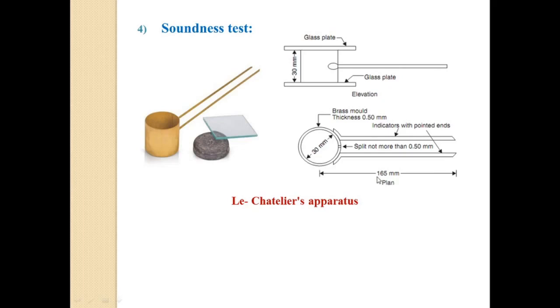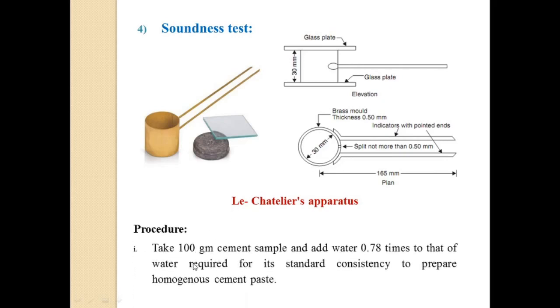So let us see the procedure for calculating the soundness of cement. First we take a 100-gram cement sample and add water 0.78 times that of the water required for its standard consistency to prepare a homogeneous cement paste. So we take 100 grams of cement and add water 0.78 times P, where P is the normal consistency or standard consistency.